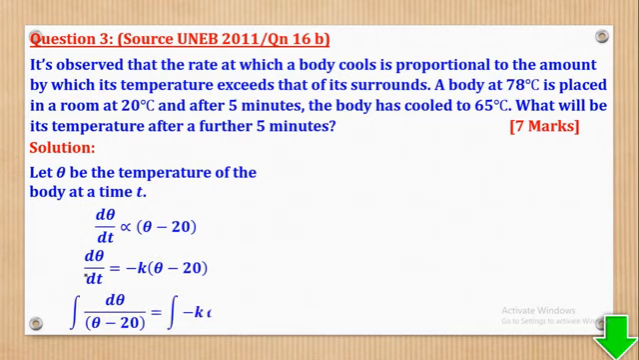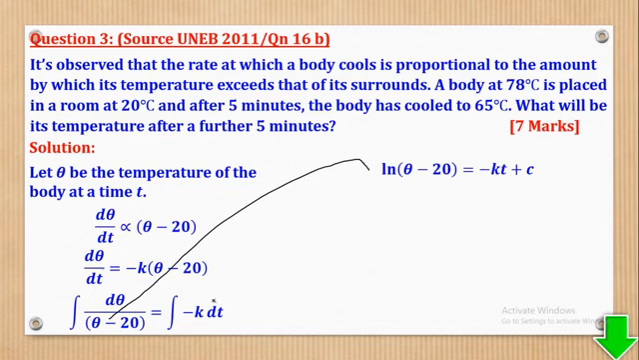Now this is a separable differential equation. What you need to do is to separate variables and put integrals on both sides to come up with this line. The next is to integrate. Integrating this gives you ln of that, and integrating this gives you that, plus the constant. Now this is what we call a general solution, but we need to get the particular solution using the given conditions.